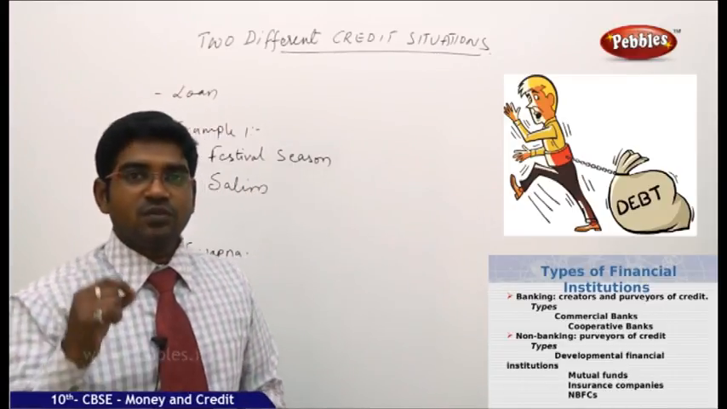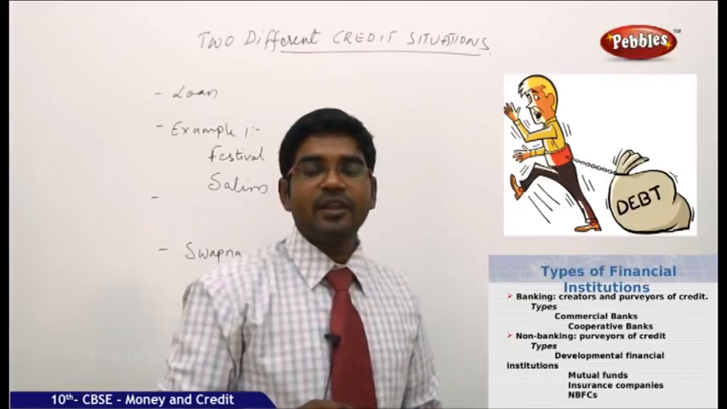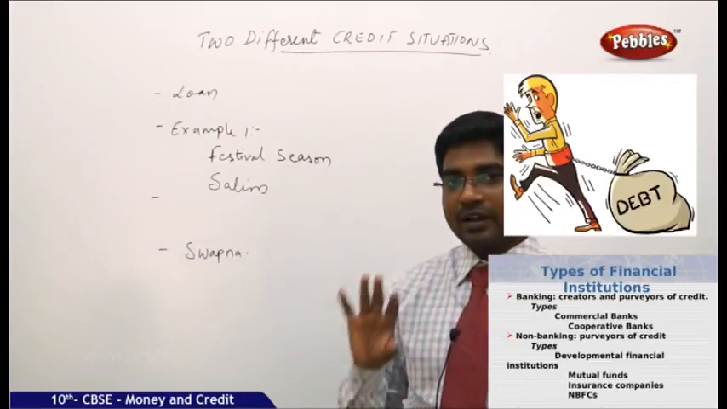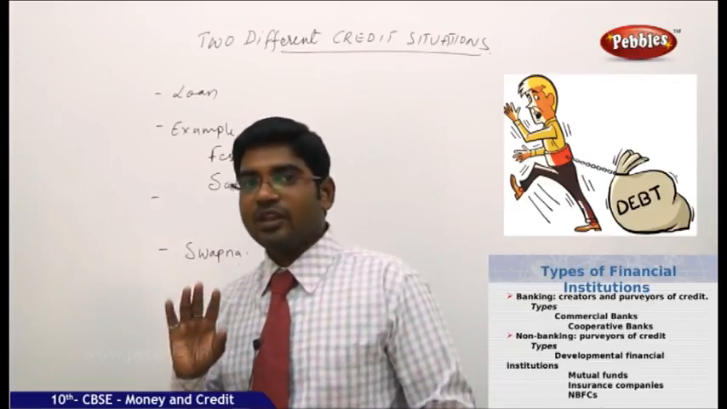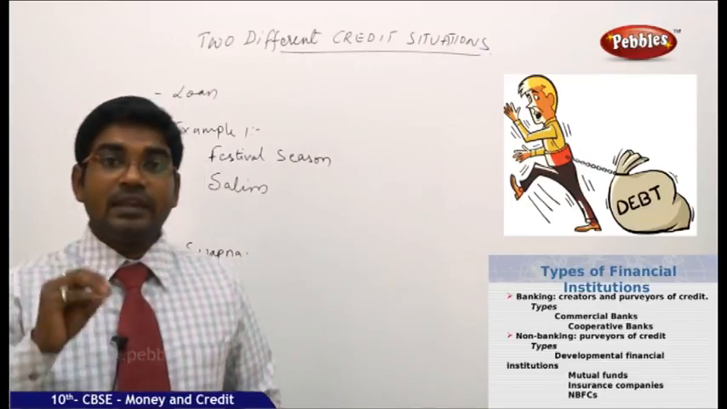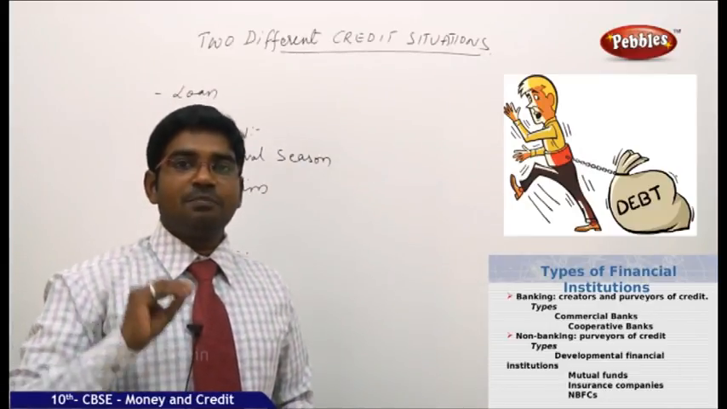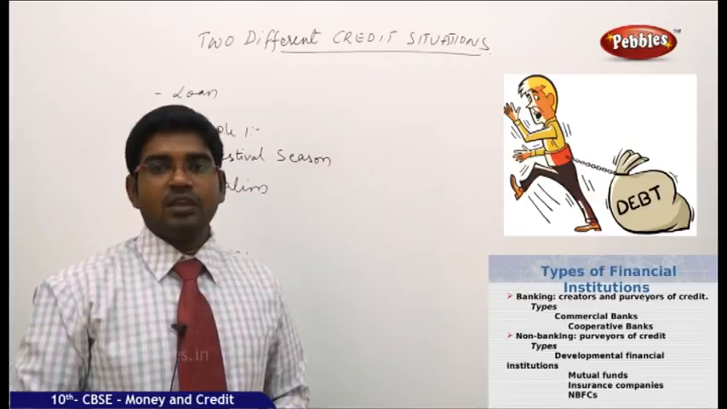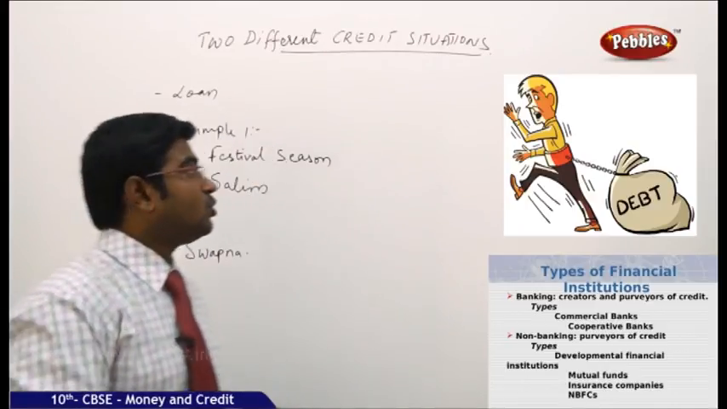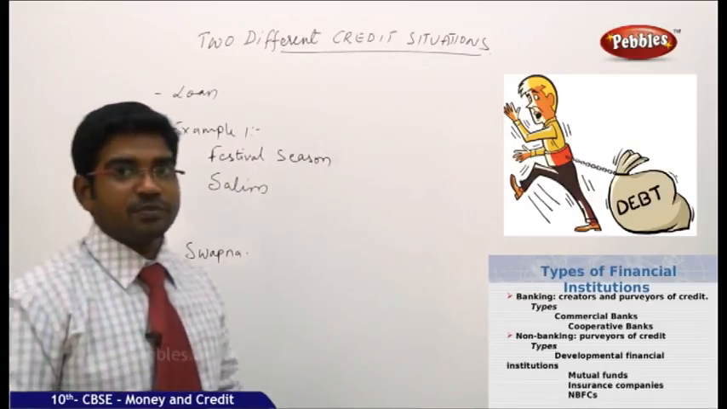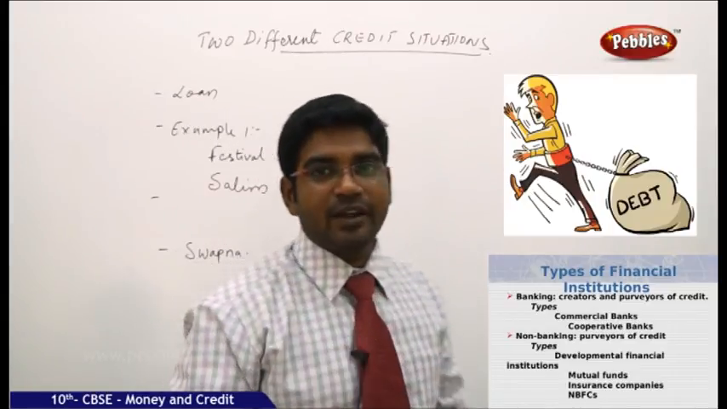In the same way, 15% will be maintained by the bank at ready disposal, so that whenever any one of the depositors needs money, it can be paid back at that time. Now moving on to understand two different credit situations. Let us see now what a credit is.